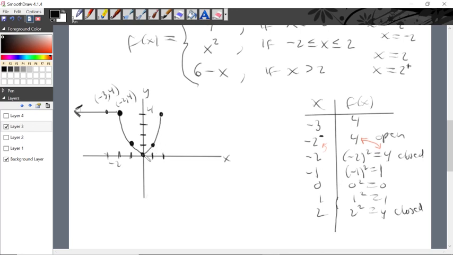So I'll try to get a parabola, trying to get some symmetry going on here. All right, so like that, right? So it goes through 0, 0, 1, 1, negative 1, 1. All right, we've got 2, 4, and 0, 0.